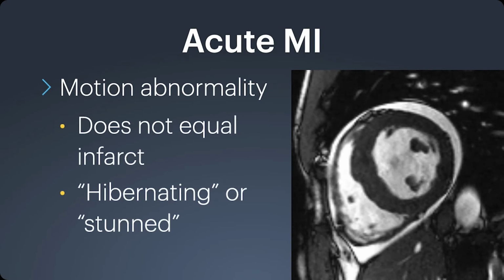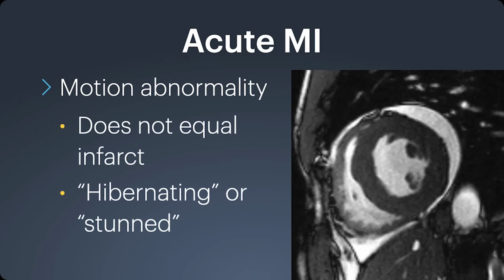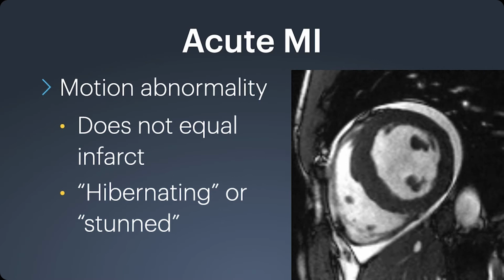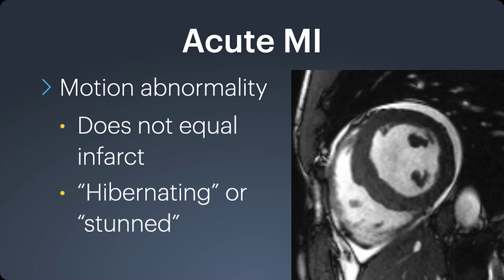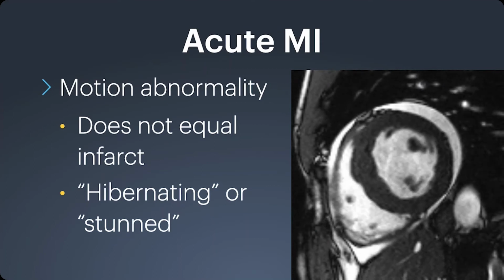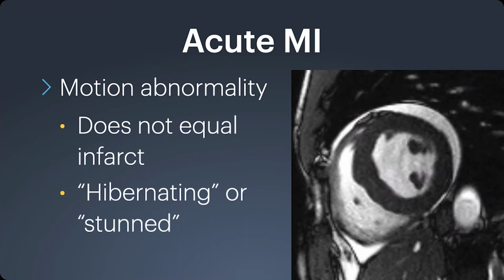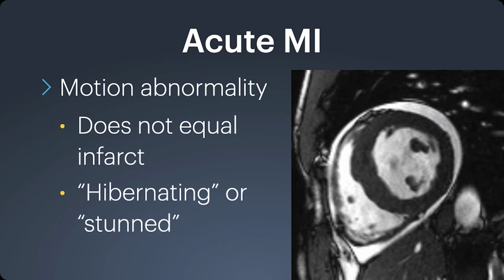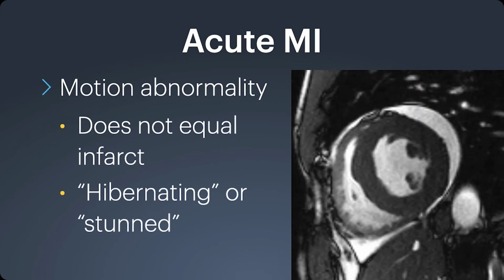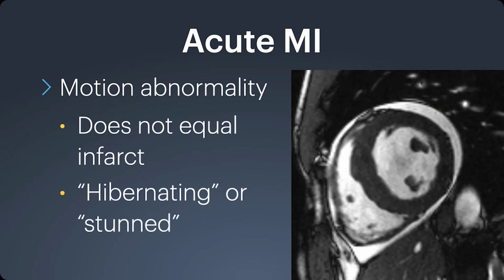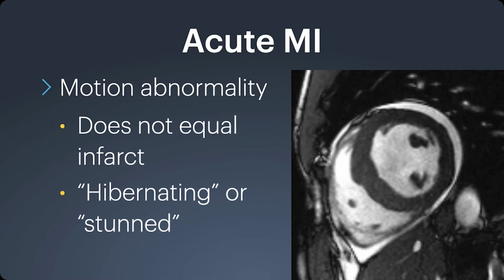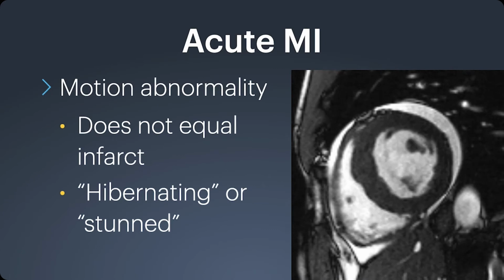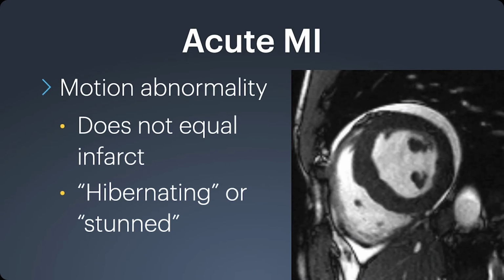A motion abnormality is often present, but it does not necessarily mean that there's an infarct. So you can have what's referred to as hibernating or stunned myocardium. This is simply myocardium that is actually viable, but is non-functional at the moment. And so it's viable but dysfunctional, but doesn't necessarily imply infarction.